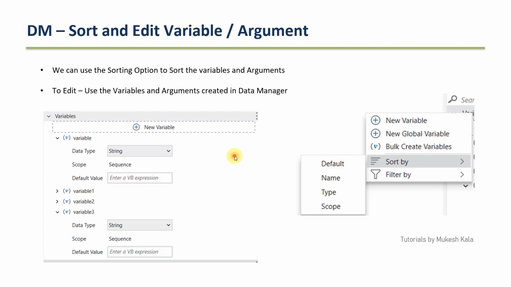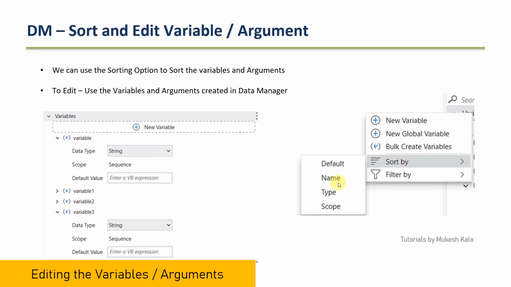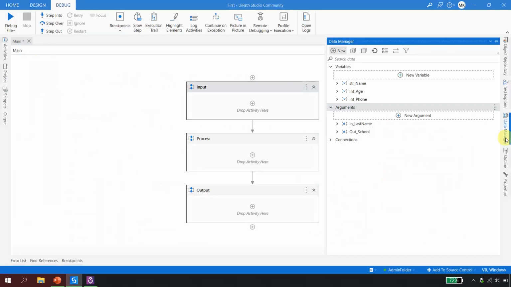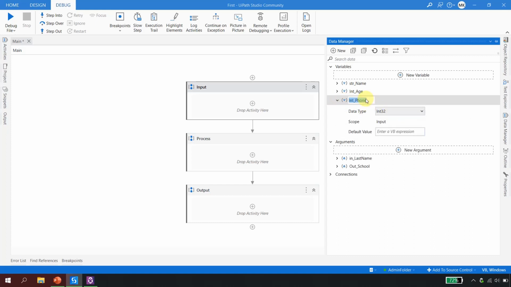Now, one question arises, we have created a lot of variables. In case I want to edit the variables or the arguments, how should I do it? Now let me show you how actually you can edit a variable. So let me go back to my UiPath Studio. In the data manager, let's say I want to edit this variable. So I simply click on this variable, expand it here, and you would see just by double clicking on it, it gives you an option to edit it.